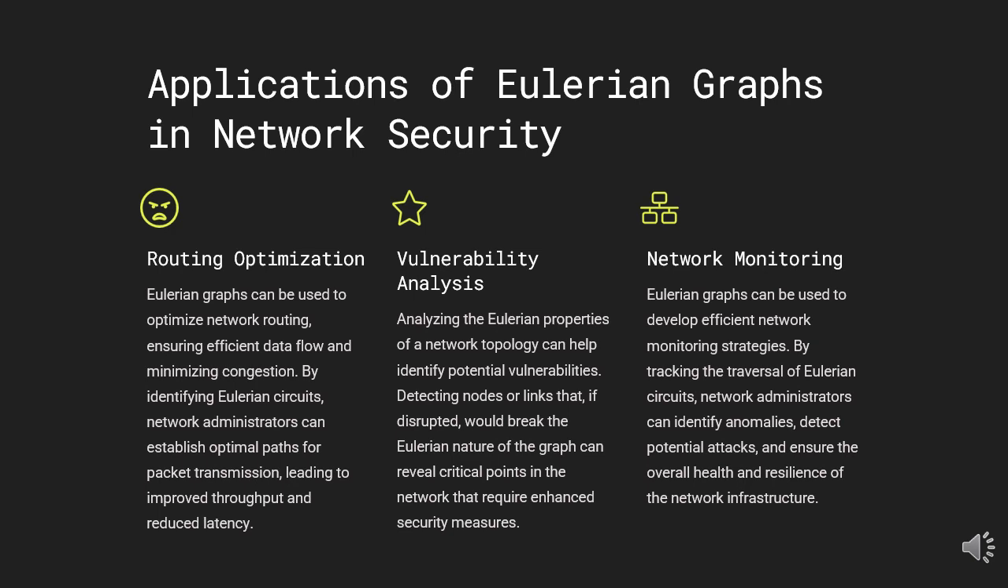Vulnerability analysis. Analyzing the Eulerian properties of a network topology can help identify potential vulnerabilities. Detecting nodes or links that, if disrupted, would break the Eulerian nature of the graph can reveal critical points in the network that require enhanced security measures.